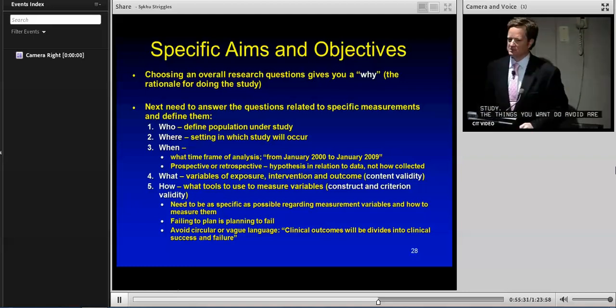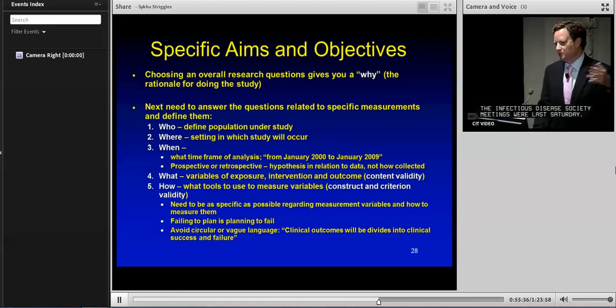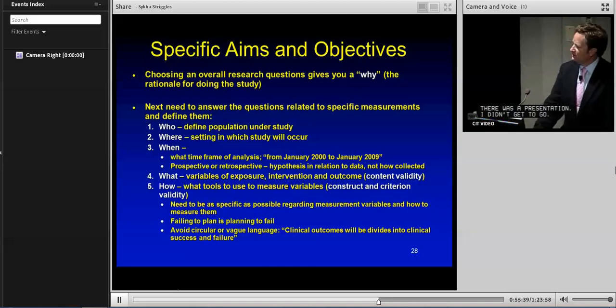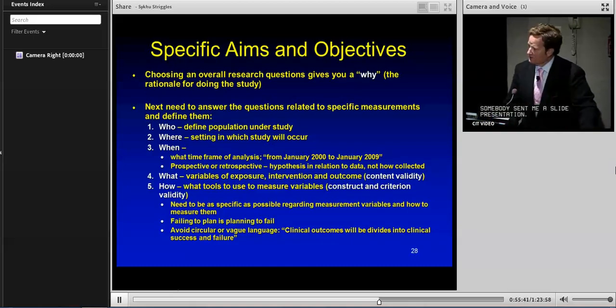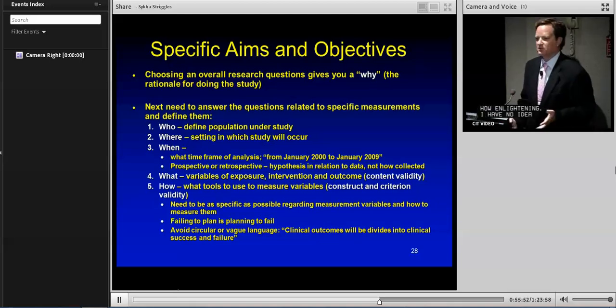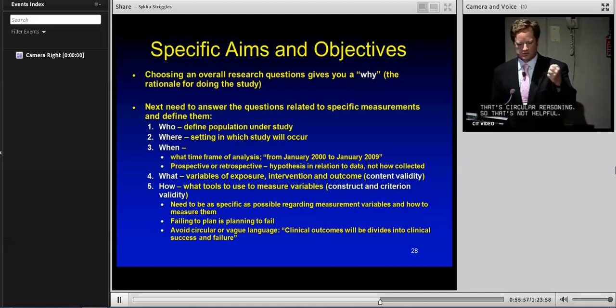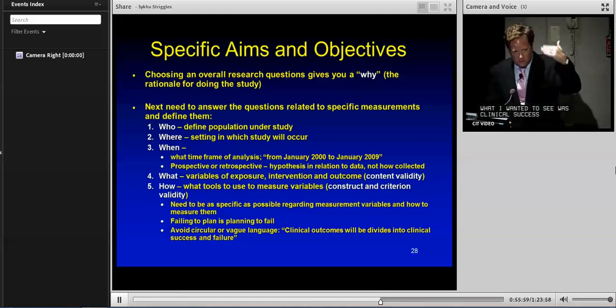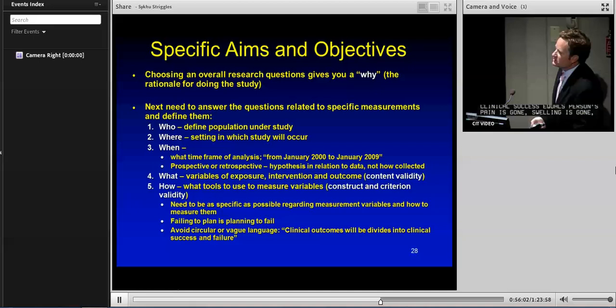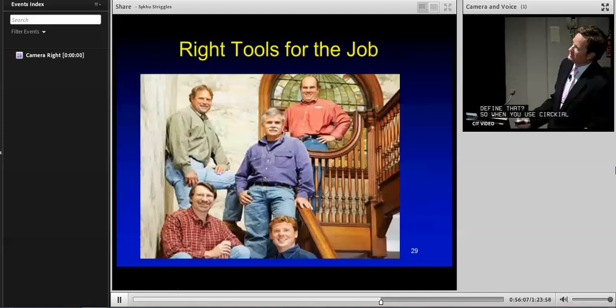The Infectious Disease Society meetings were last Saturday, and there was a presentation. I didn't get to go, but somebody sent me a slide presentation, and no lie, what one of them said was, clinical success in this study is defined as lack of clinical failure. Oh, how enlightening. I have no idea what that actually means. That's circular reasoning, right? So that's not helpful. What I wanted to see was clinical success equals person's pain is gone, person's swelling is gone. You know, how does that define that? So when you use circular language like that, it doesn't help anybody. Nobody really knows what you actually did.